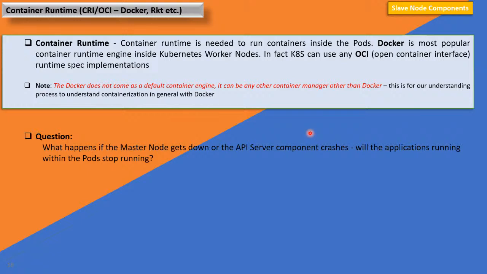That's all. Now my humble question is, what happens if the master node goes down or the API server component crashes? Will the applications running within the pods stop running?